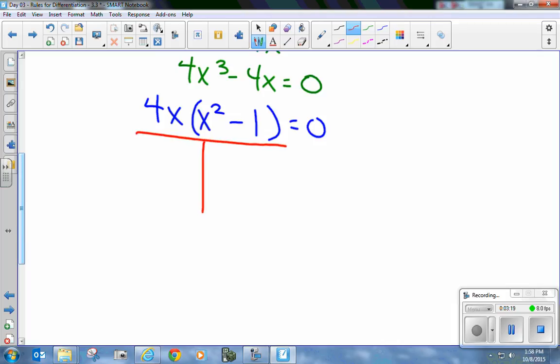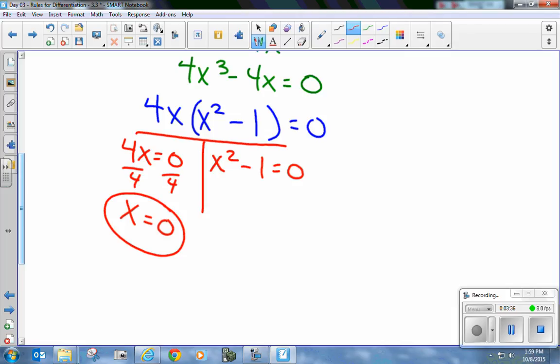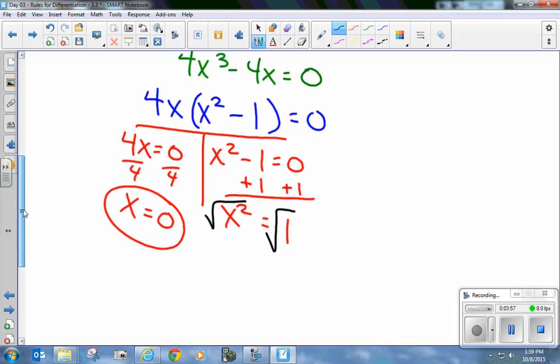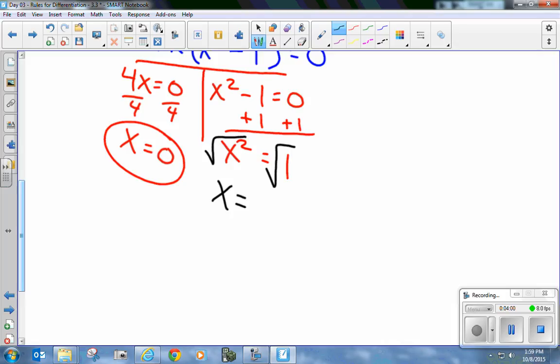I can T-bone this right now and say x equals 0 and x squared minus 1 equals 0. And then I solve for both of those. Well, this, obviously, x equals 0. That's 1 point on that graph where we'll have a horizontal tangent line. And the second and third place is, if I add 1 to both sides, I get x squared equals 1, and then I take the square root. Correct? So what's my answer going to be? Plus or minus 1. So there are 3 spots there, at 0, 1, and negative 1, where that will have a horizontal tangent line.